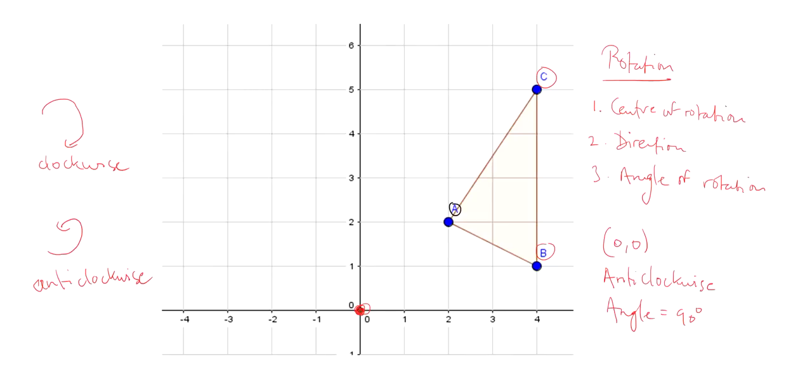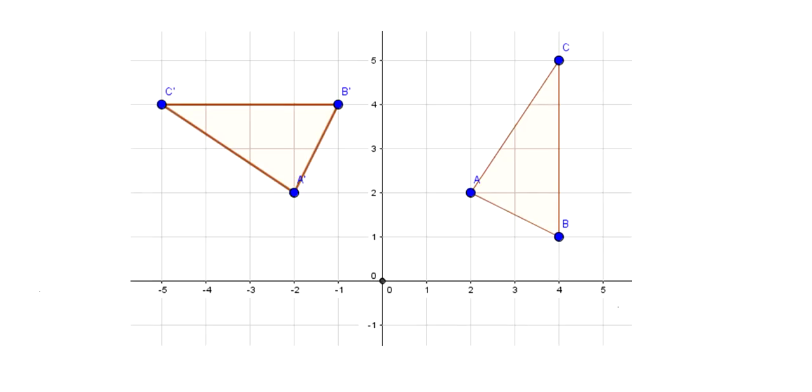Okay, so let me show you what the image looks like. So this is what the image looks like after a rotation of 90 degrees in an anti-clockwise direction about the origin. Right? Now, this is a typical examination question here. They will give you the image and the object, and they will ask you to describe the transformation as fully as you can.